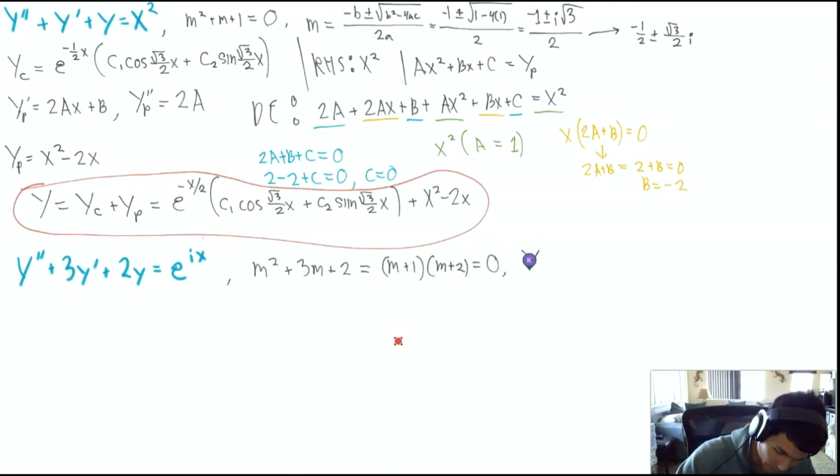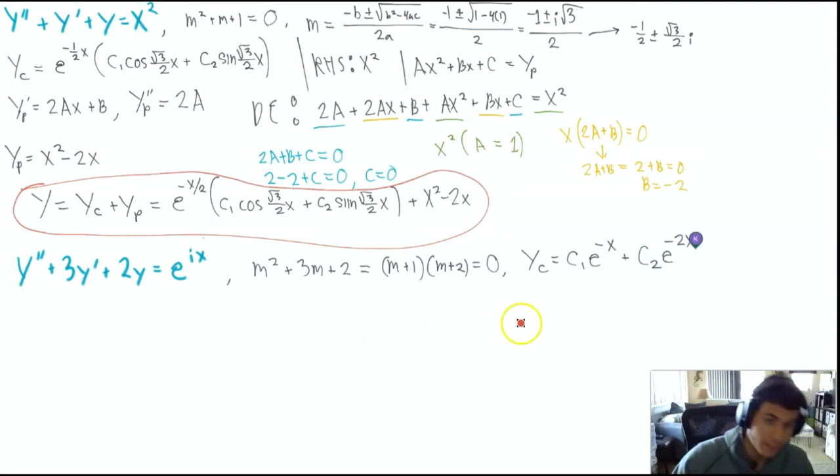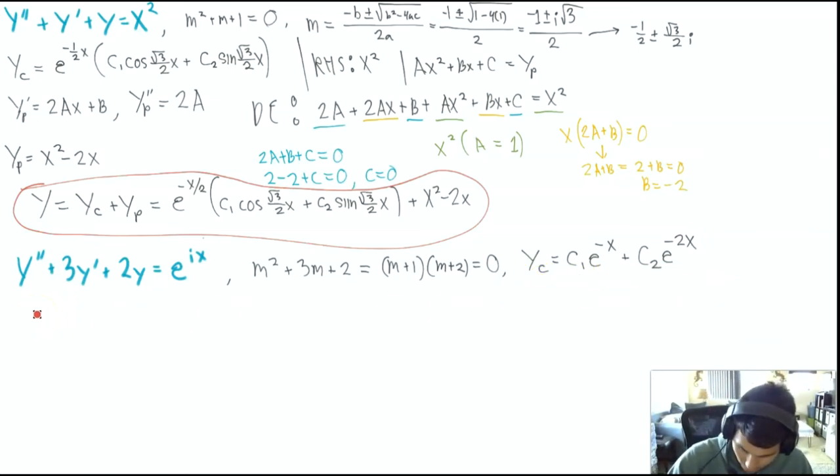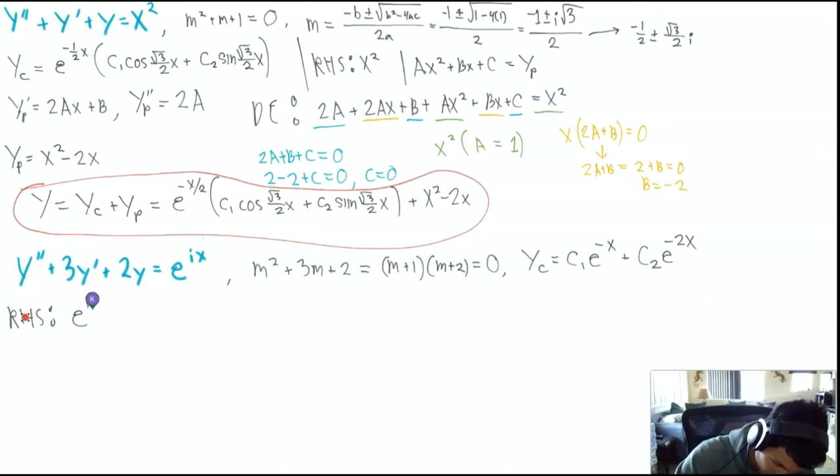So then we could see that yc is equal to, one second, don't forget your constant, c1 e to the negative x plus c2 e to the negative 2x. Okay, there we go. We already found our complementary solution. Now we just need to find our particular solution. And we have Euler's formula. So the right hand side is e to the ix.